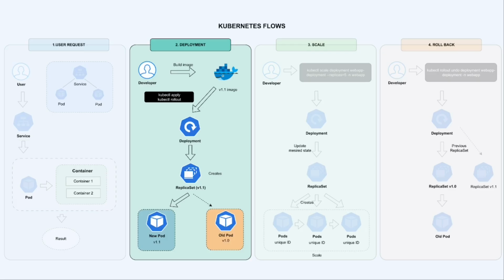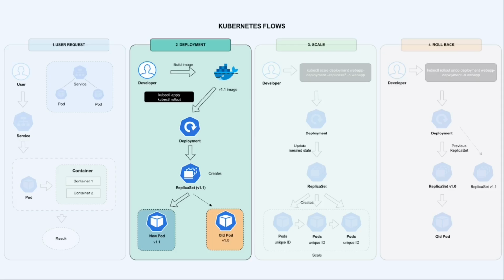Development flow. Now let's look at what happens when a developer updates the application. First, the developer modifies the source code of the application. After that, they build a new Docker image that contains the updated version of the application. Then the developer updates the Kubernetes Deployment configuration to use the new image version. The Deployment is responsible for managing the lifecycle of Pods.